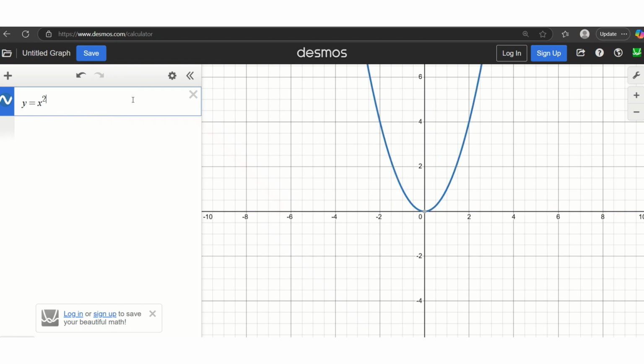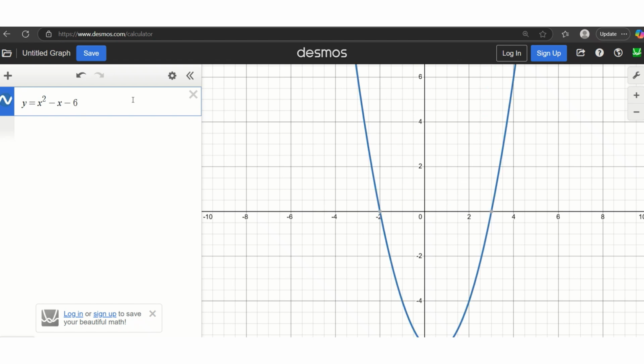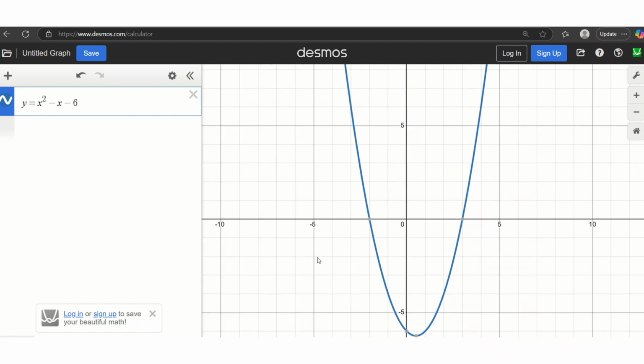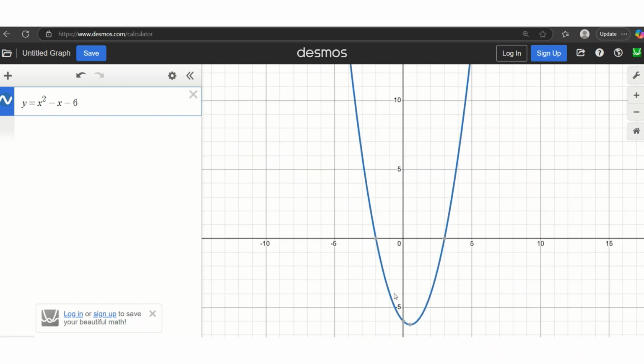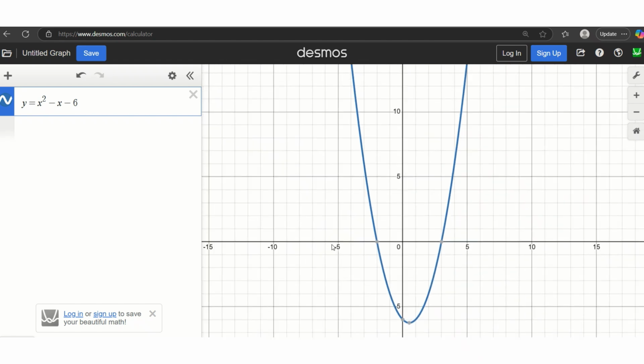minus x minus 6. And it looks like that went off the bottom. I can see the bottom of it, but you can't. So okay. And the definition of positive and negative is what the y coordinate is doing. So if the y coordinate is positive, then it's a positive. That's a place where the graph is positive or the function is positive.